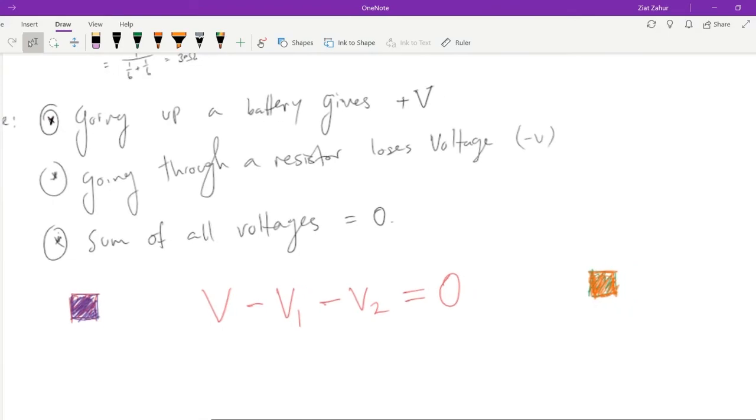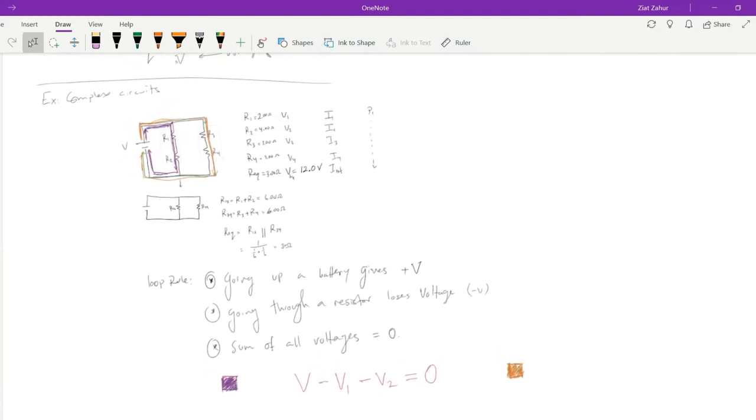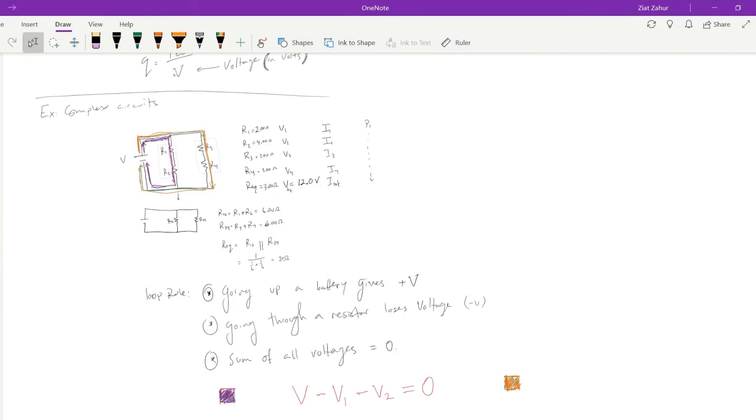In the orange loop, let's do a chat. Can you do a loop rule for the orange pathway? So follow the method. Remember, when you go through a battery, you get voltage. When you go through a resistor, you lose voltage. So what is the equation for the new orange colored pathway?